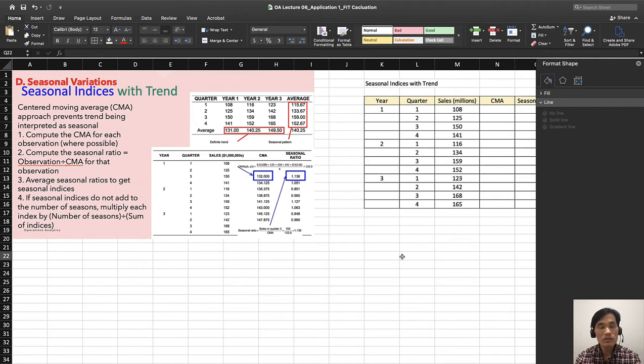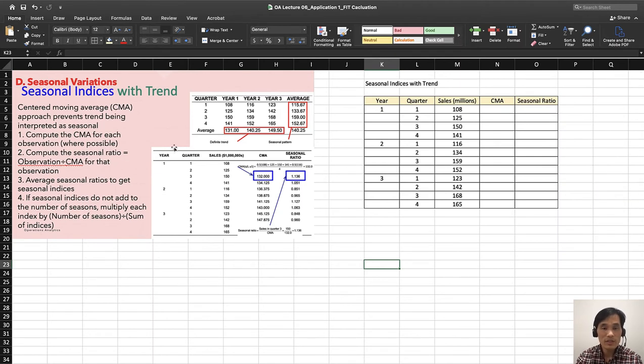Hi, so let's take a look at how to calculate seasonal index with a trend. As I explained, here is the quarterly data, year 1 to 3, and we saw that in quarter one the sales was the lowest, and in quarters three and four the sales are picking up. Also, comparing year one to year three, there's an increasing trend. So not only do you have seasonality, but also the trend, and we want to include all these aspects in your forecasting. In that case, we need to do these seasonal indices with trend.